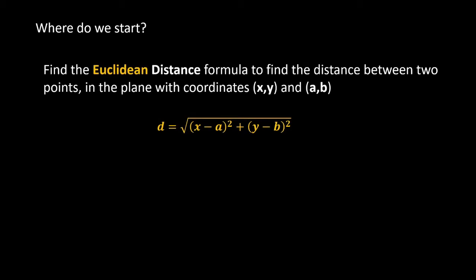So where do we start with this? Now, remember our good friend Euclidean distance. We talked about this last week with k nearest neighbor. We've got the Euclidean distance formula to find the distance between 2 points in the plane with coordinates x, y, or a, b. This was our example from last time. d represents the distance between those 2 coordinate points.